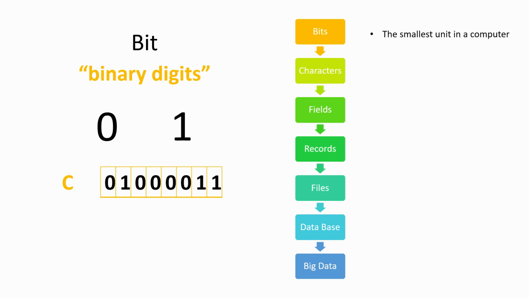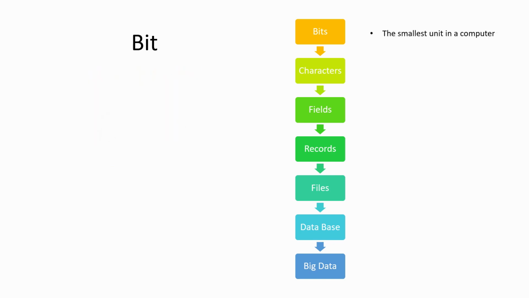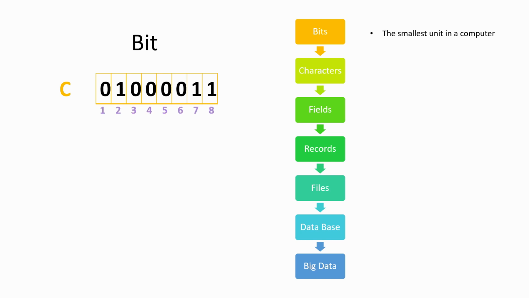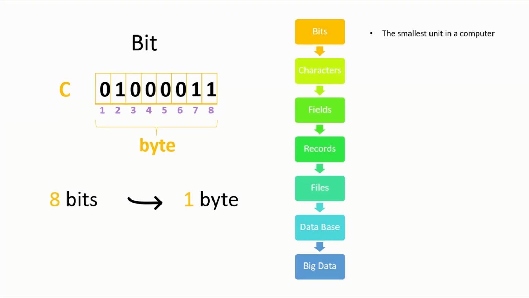For example, the letter C here is represented by binary digits. But notice that there are 8 binary digits here. When 8 binary digits are written side by side as shown, it is called a byte. Therefore, there are 8 bits in 1 byte.